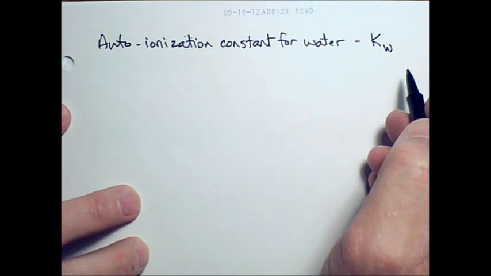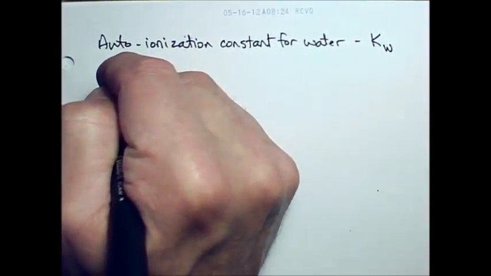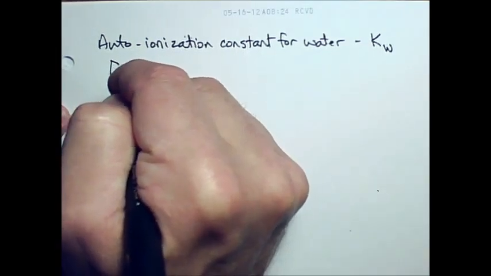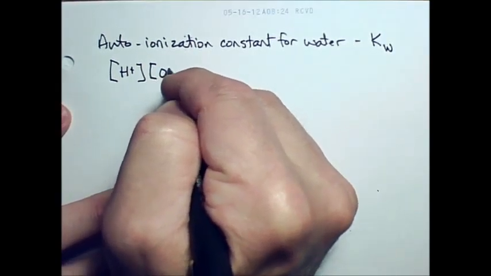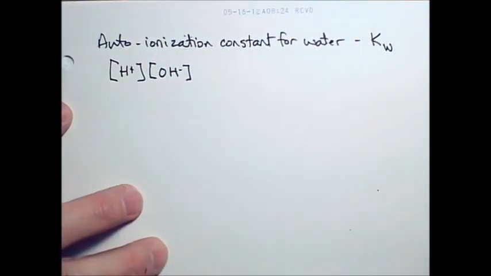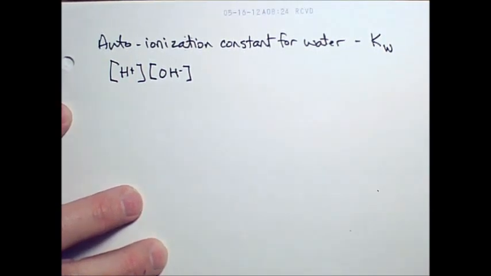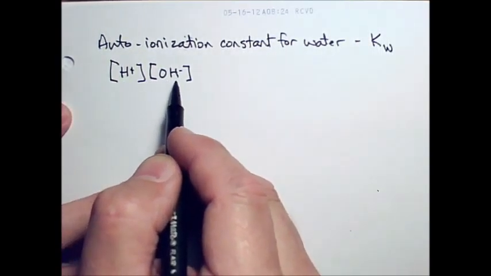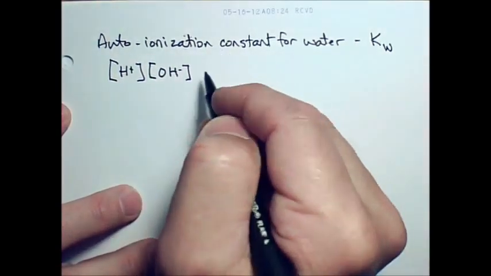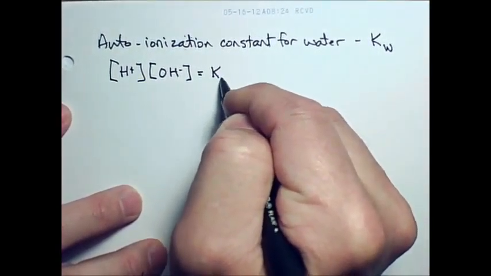Okay? Constant. It turns out that in any solution in which water is the solvent, the concentration of hydrogen ions multiplied by the concentration of hydroxide ions, when you multiply the hydrogen ion molar concentration times the molar concentration of hydroxide ions, you always get the same number. So it's a constant.